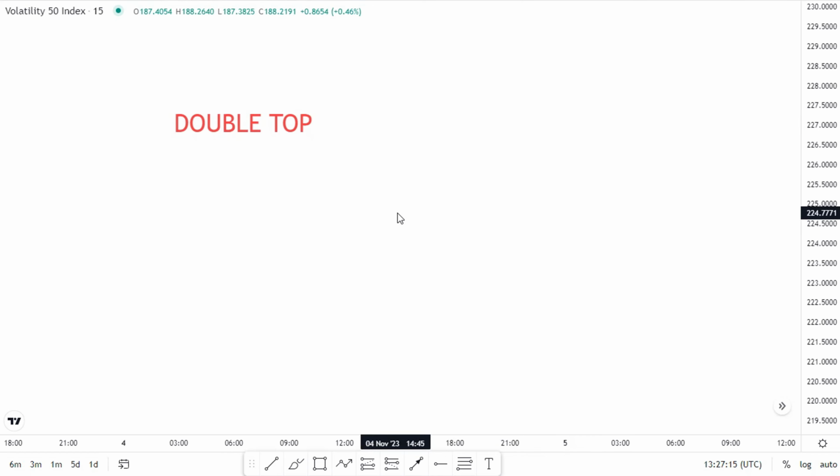So today we are going to learn how to take entries on different chart patterns such as double top and double bottom. So guys, stay in touch with us.